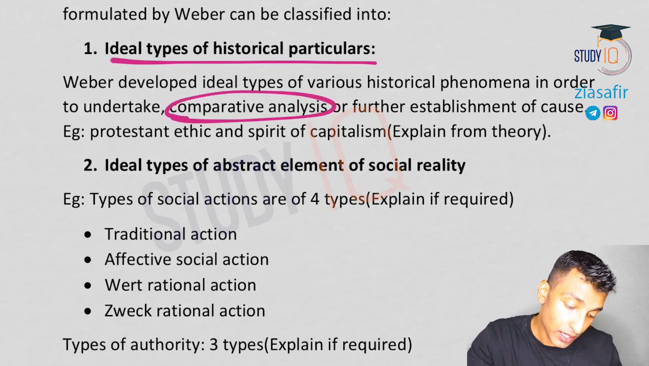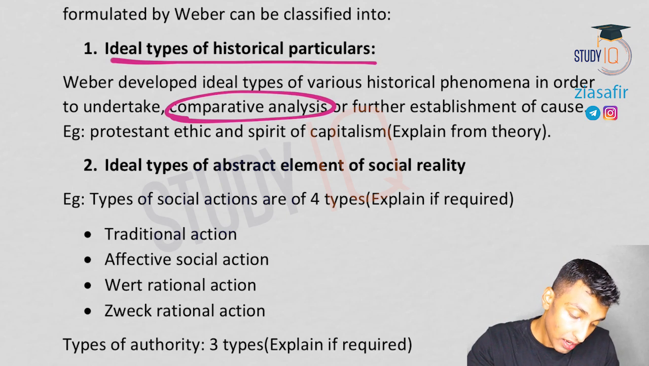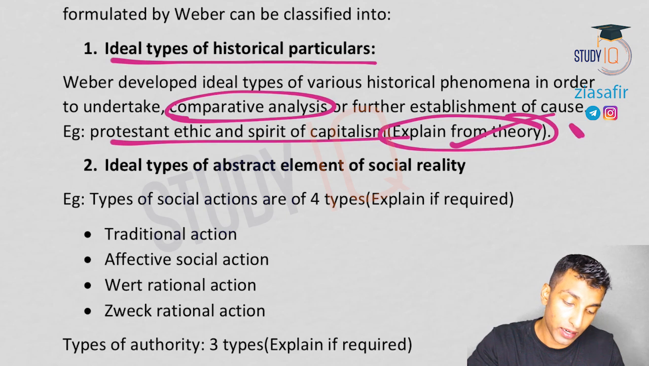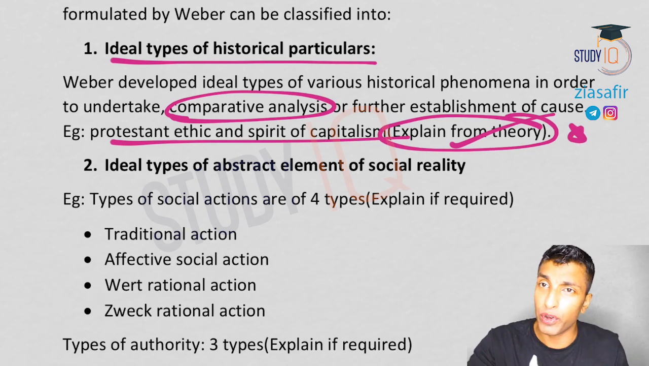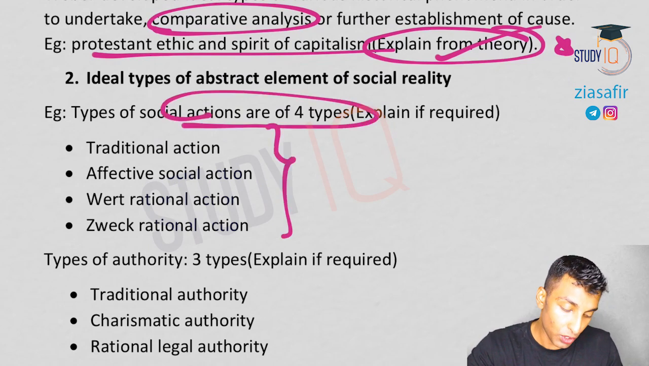We are done with this discussion. Further, establishment of cause. For example, Protestant ethics, this also we have done, so you can explain from the theory. I'm not discussing it here. Now, we have already done that. Ideal types of abstract elements of social reality, like social action, again we have done. So here there is no point in explaining it.